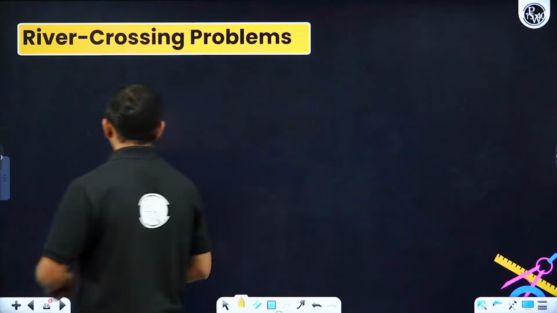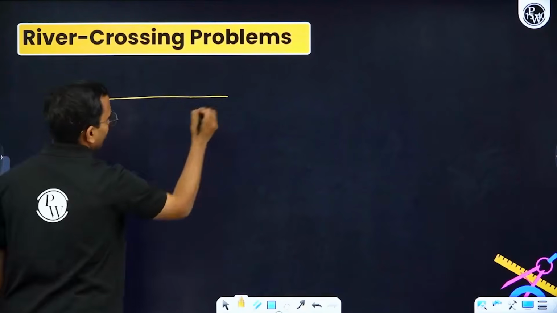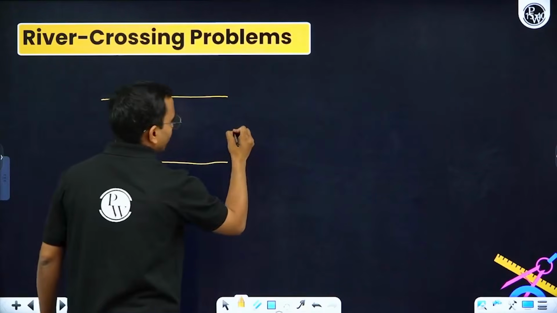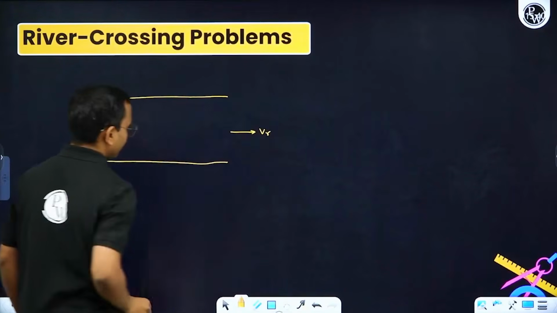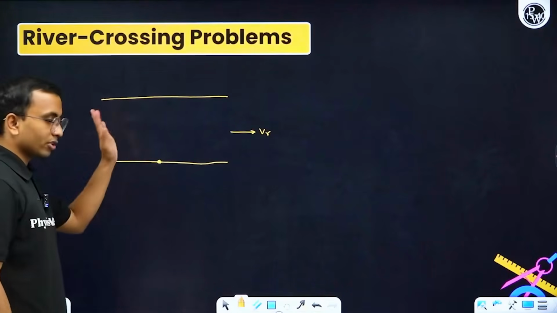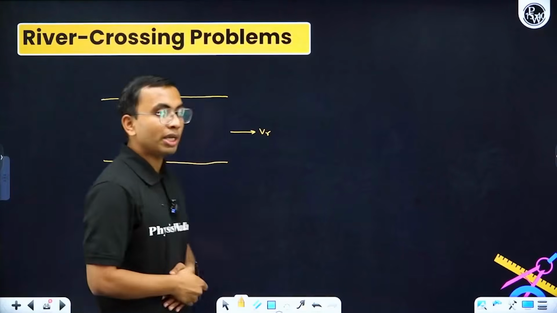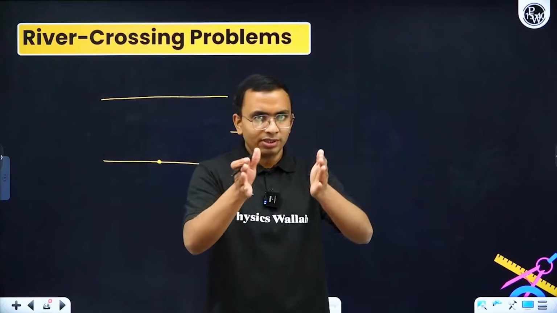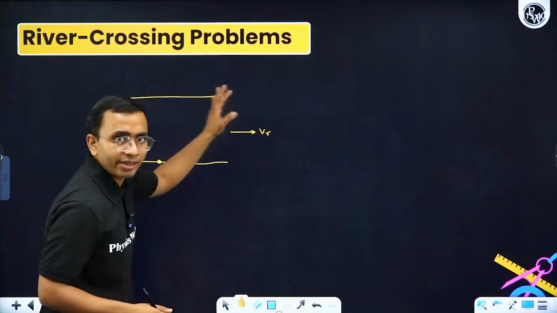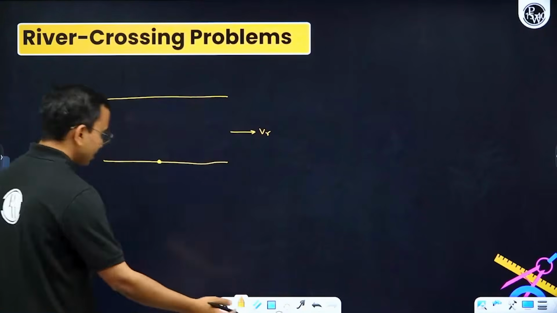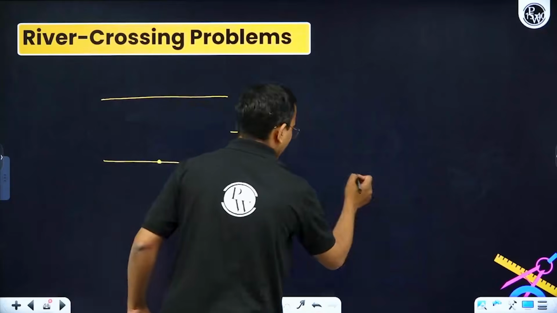Let us take a river. This river is flowing towards the right, V river. A person is here, and he wants to cross the river. Now there may be different conditions. You may ask, sir, how does he want to cross? Whether he wants to cross straight, meaning with zero drift in the direction, or in minimum time, or along a certain path. There may be different conditions. So let us take the first condition, minimum time.